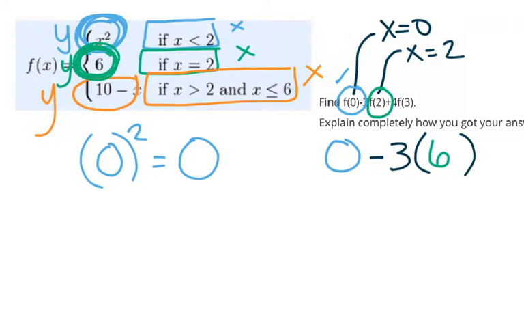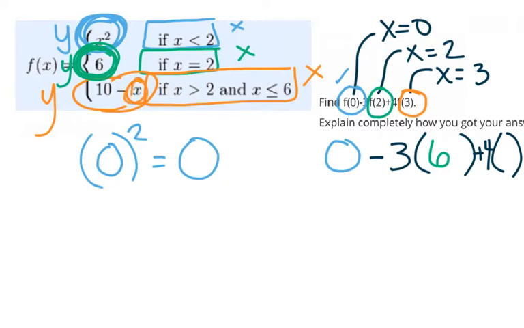And now the next part. Plus 4 times whatever I get when I do f evaluated at 3. I'm saying x equals 3. I use the blue function for when it's less than 2, the green function when x equals 2, and the orange function when x is greater than 2 but less than or equal to 6. So this one is the orange function. I kind of erased over it, sorry. I'm going to replace that x right there with the number I'm evaluating it at. So 10 minus 3 is 7.